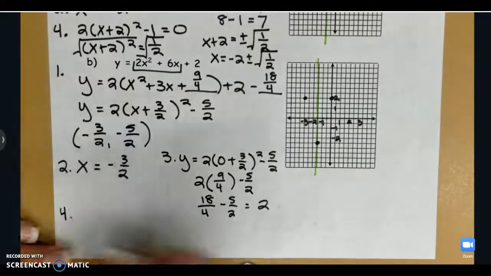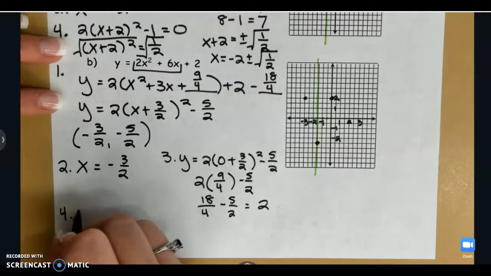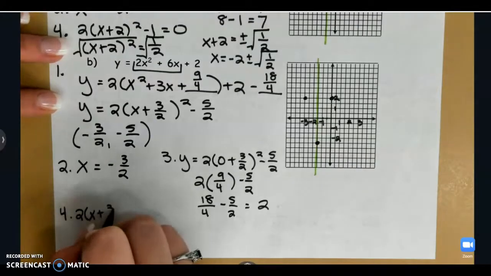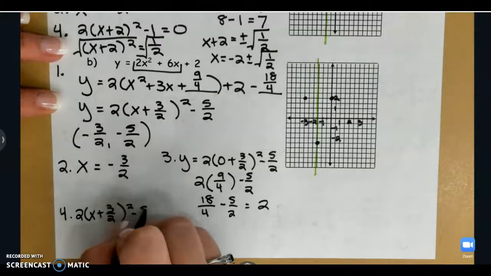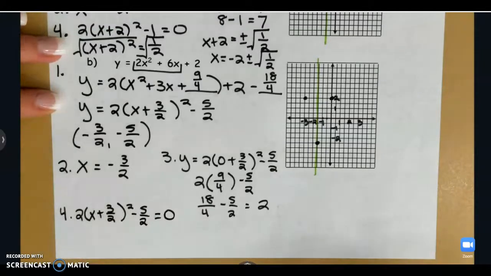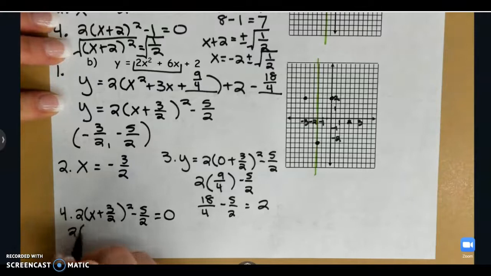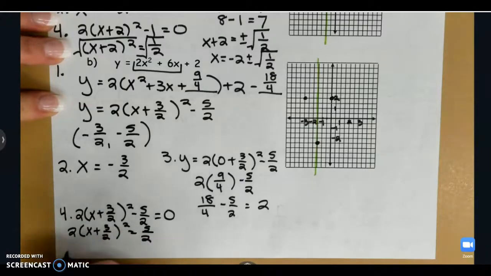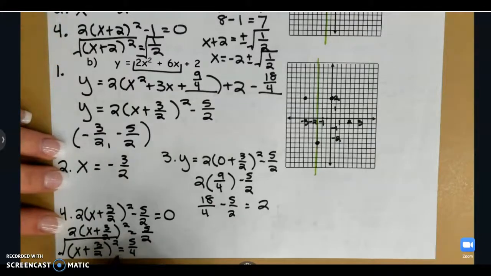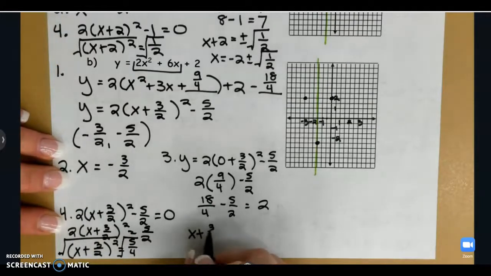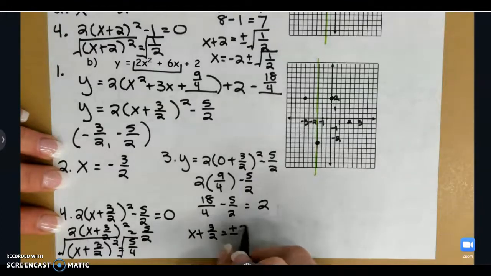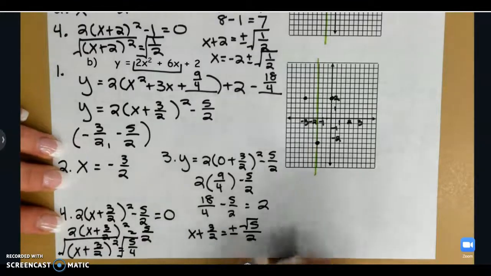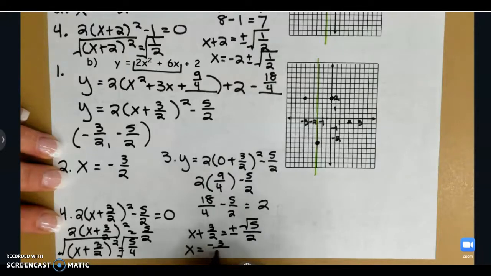And now we're ready for step 4, which is finding our x-intercepts. So we're going to set our equation equal to 0. And again, we're going to get 2 values. So we're going to add the 5 over 2, then divide by 2. And then we can go ahead and square root both sides. So x plus 3 over 2 is going to be plus or minus square root of 5 over 2. So then the last step is to subtract the 3 over 2.